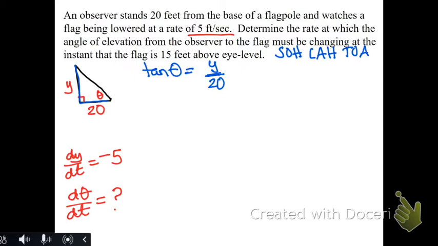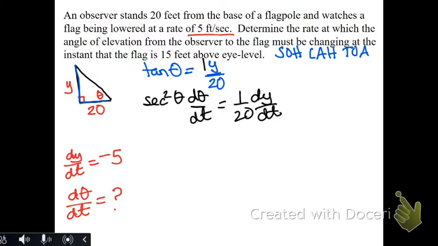Okay, so take the derivative of both sides. Do you remember what the derivative of tangent is? The derivative of tangent is secant squared. So the derivative of tangent theta, when we're doing the derivative with respect to time, is secant squared theta d theta dt. And on the right side, the derivative of 1/20 y is 1/20 dy dt.